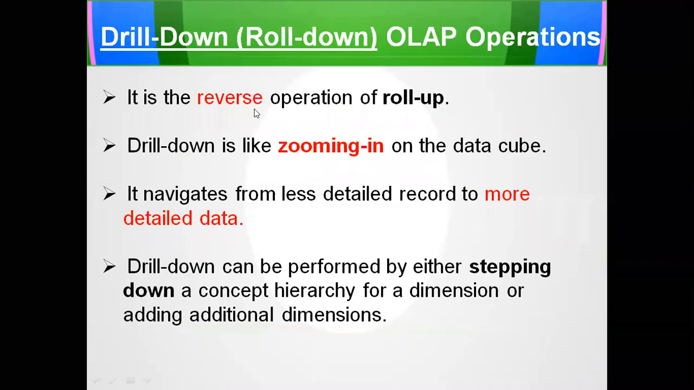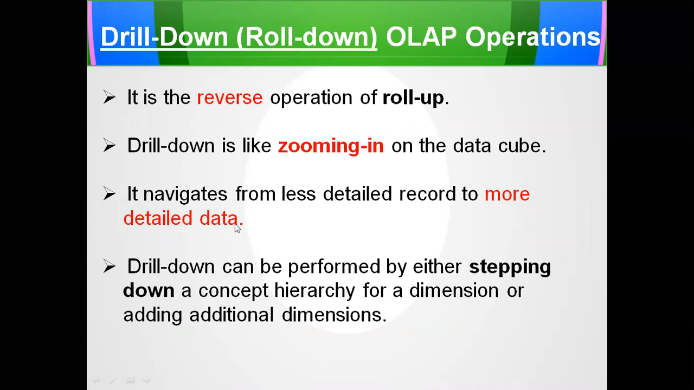Then see the drill down operation. Drill down operation is the reverse of the roll up operation, right? So it is a zooming in on the data cube. It navigates from less detailed data to the more detailed data. So here we find the more detailed data.